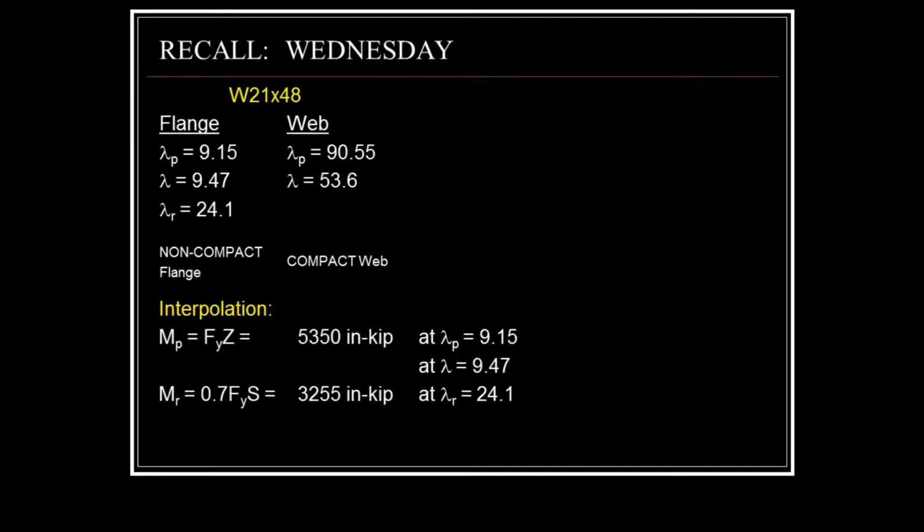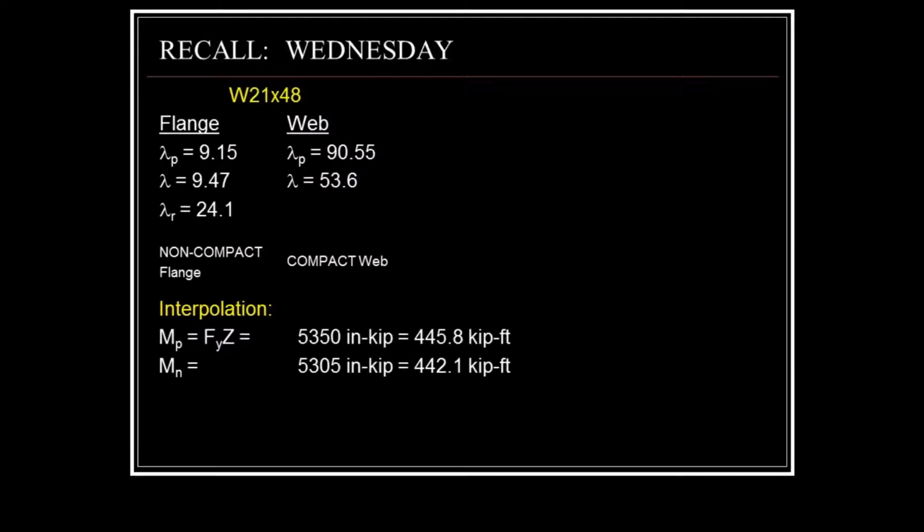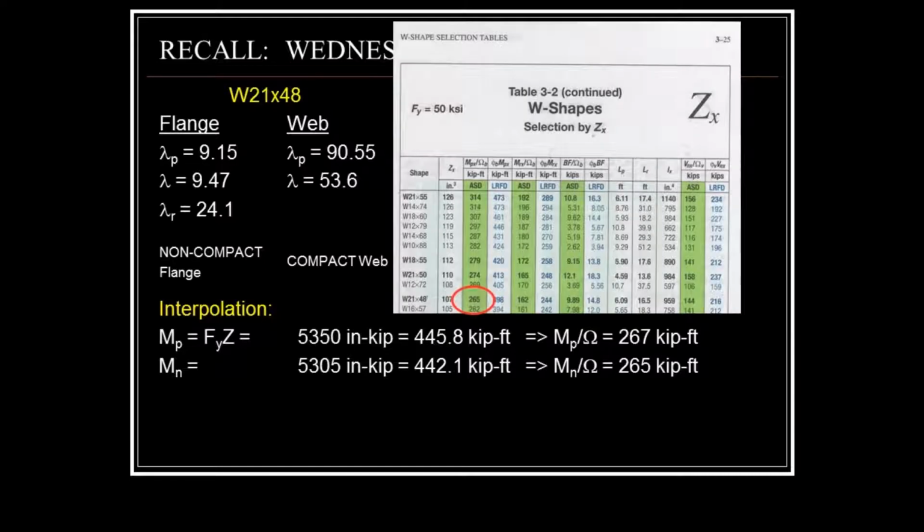moment capacity Mn for the W21/48 by linear interpolation. Converting this to kip-feet and then including our omega safety factor, we get an Mn over omega of 265 kip-feet. Note that is slightly less than the Mp over omega, which is 267 kip-feet. Now referring to Table 3-2, we see that the AISC manual actually reports an Mp over omega for a W21/48 of 265 kip-feet. And what this tells us is that Table 3-2, while it says Mp over omega, really represents the Mn over omega considering local buckling.